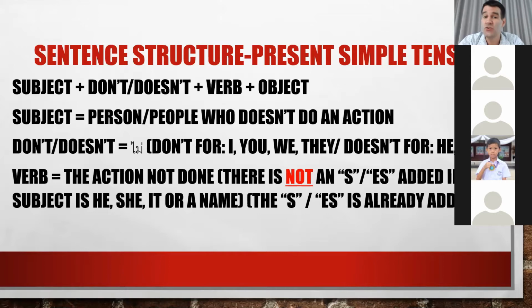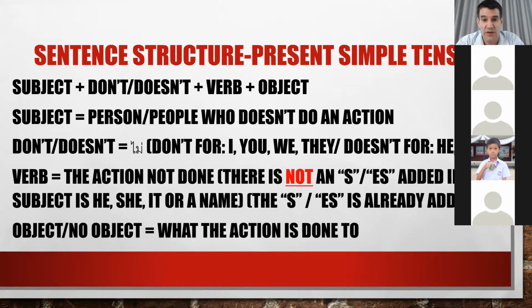So here we do not add s or es. So this verb, you will not have s or es for he, she, it, because you already add es for he, she, it here. So you do not add it here. You do not have an s on this verb. Only on don't or doesn't. Okay?